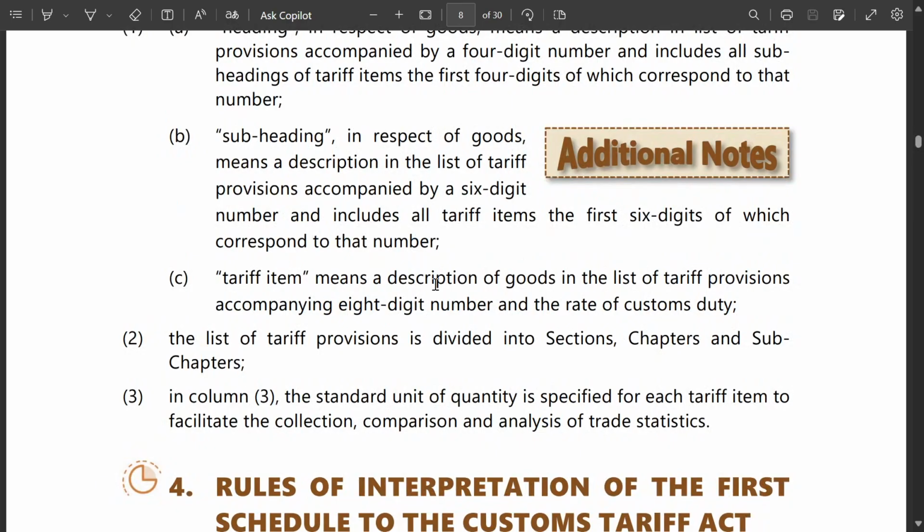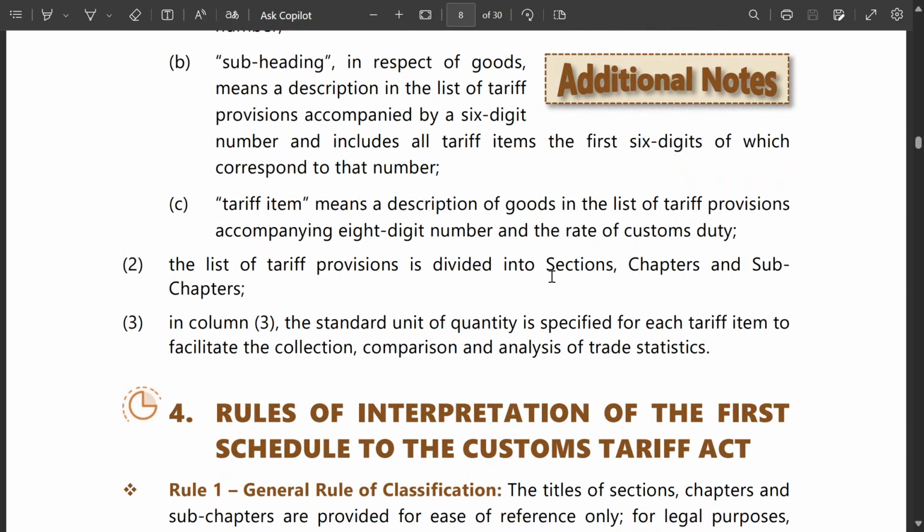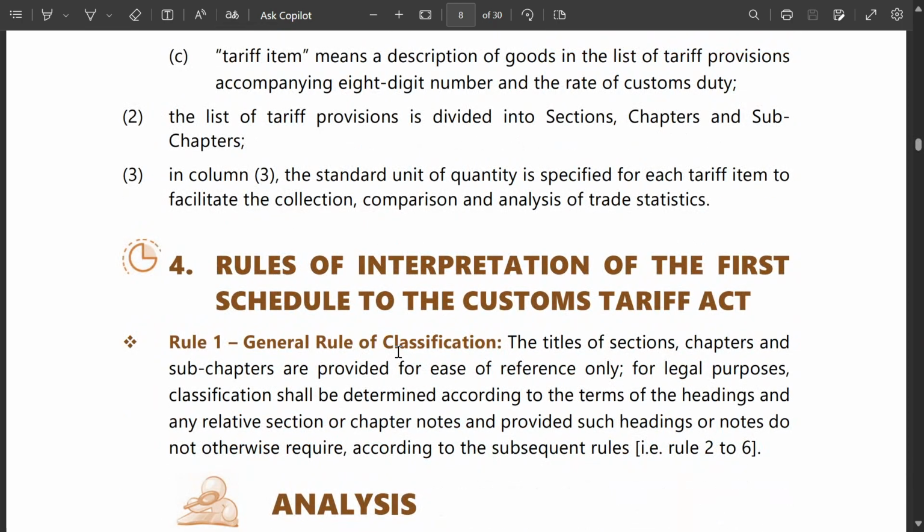Tariff item means the description of goods in the list of tariff provisions, identified by an 8-digit number, with the rate of customs duty. The list of tariff provisions is divided into sections, chapters, and subchapters. In column 3, the standard unit of quantity is specified for each tariff item to facilitate the collection, comparison, and analysis (CCA) of trade statistics.